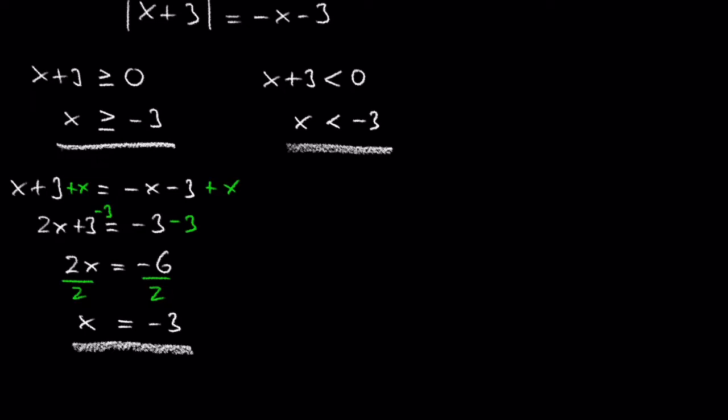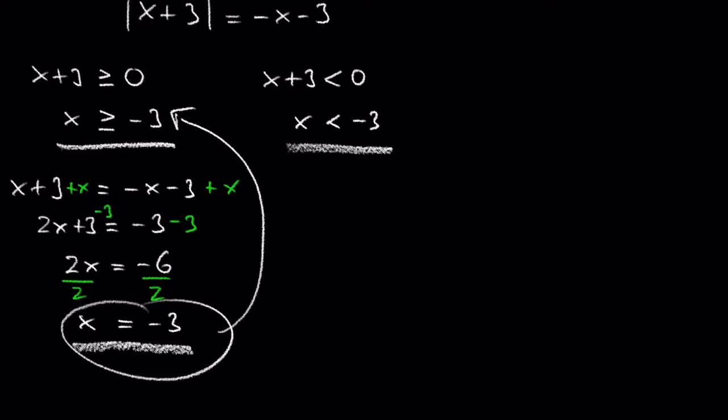Now we have to check if this is a real solution which we can put in our solution set. How do we do that? We do that by checking if x equals negative 3 matches with our condition that x has to be greater than or equal to negative 3, because our case is valid only for x greater than or equal to negative 3. Is negative 3 greater than or equal to negative 3? Yes, it is. So we have our first solution.